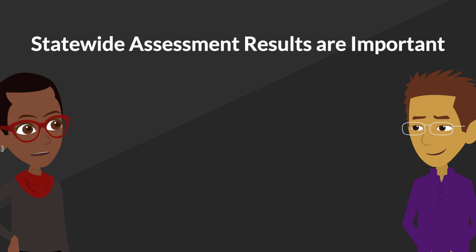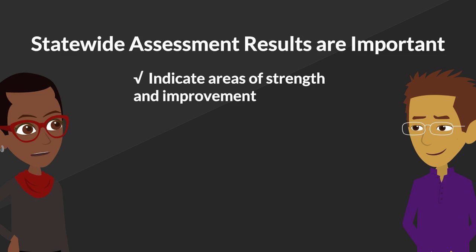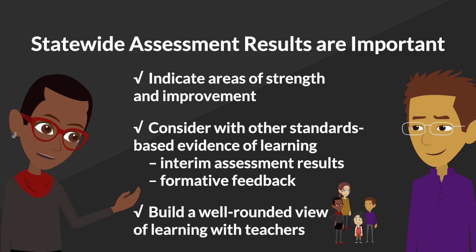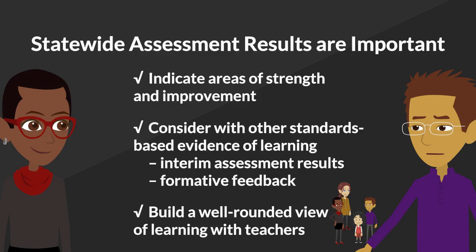Assessment results are definitely important. They indicate areas of strength and areas for improvement. Consider these results together with other information about Sophia's learning, like her performance on standards-based interim assessments she may have taken over the school year, and the ongoing formative feedback she's received from teachers and peers. All this information gives a well-rounded picture of Sophia's learning and sets the stage for conversations about how you can work with her teachers to help her be successful in school. Like the conversation we're having right now.